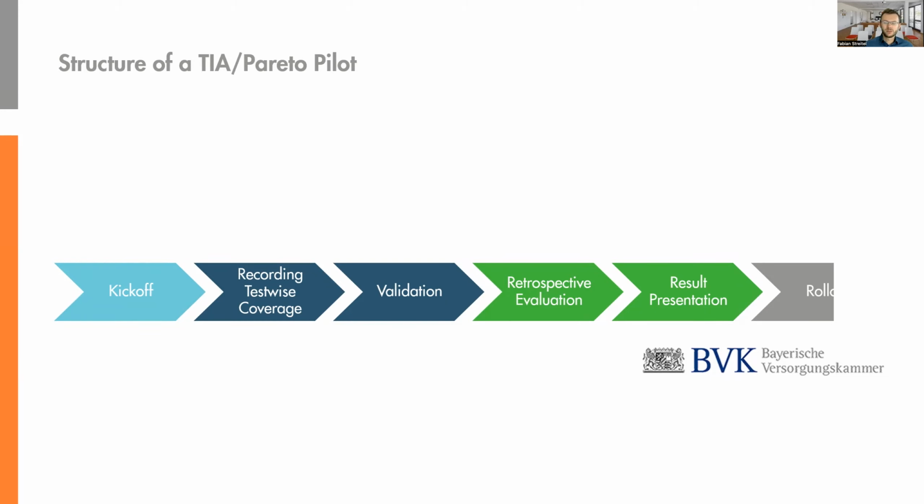When we have that, we do the green phase, which is where we get the actual insights. Here we'll do a retrospective evaluation of what would test impact analysis and Pareto testing, what would the results have been for you in a historic period of time. Usually we choose something like the past year or the past 2 years.